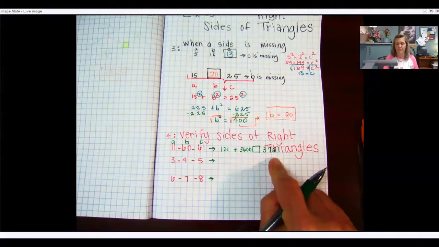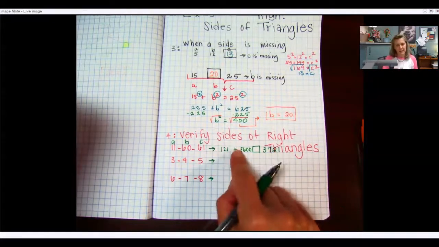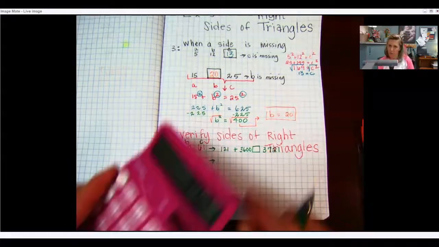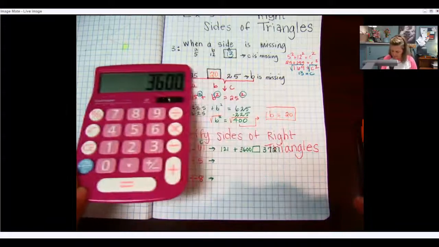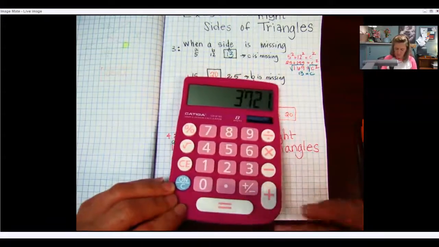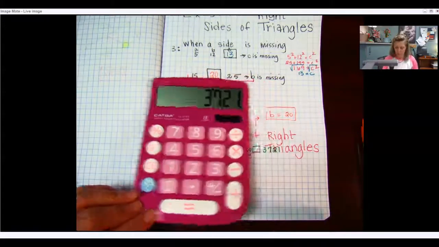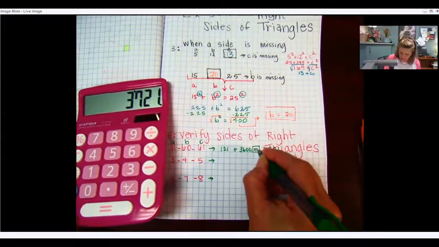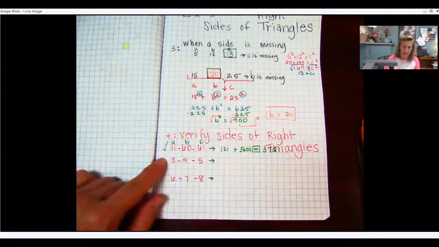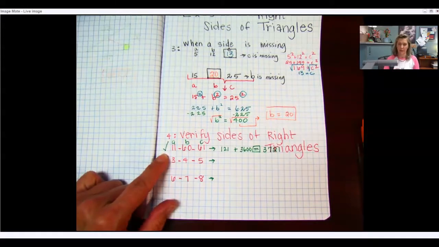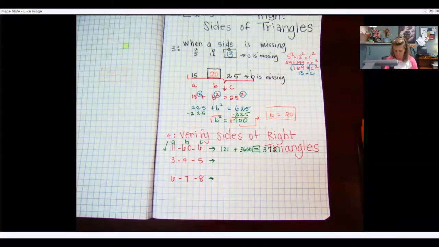I'm kind of writing over my title, but that's okay. So what we're going to do is add these and compare it to 3721. So 3,600 plus 121, they equal. So if this equals what the C squared is, then this is indeed a right triangle. We like that. All right, let's do it again.